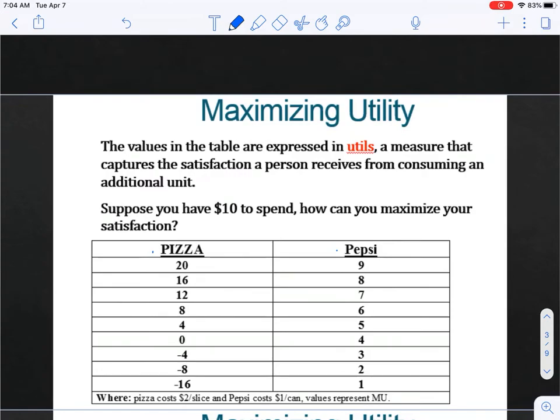Now, these utils are unique to an individual. You can't make interpersonal utility comparisons. You can't make them across people, at least not this way. Economists have a couple ways of trying to approximate that or get at that, but none of them are perfect. So we're just going to stick with the basic rule, which is you can't make these interpersonal utility comparisons.